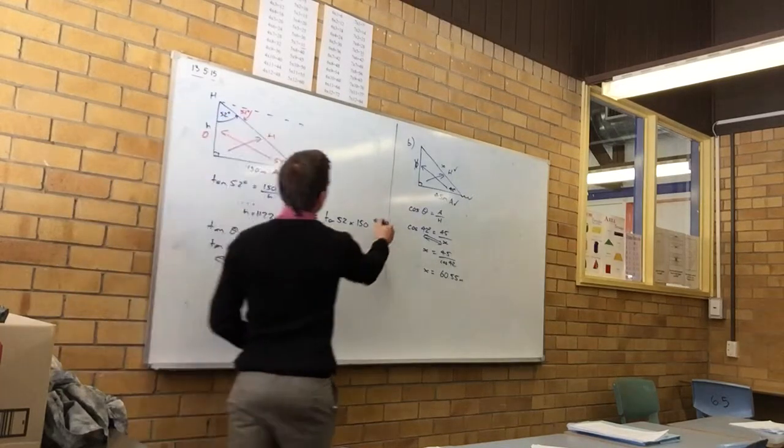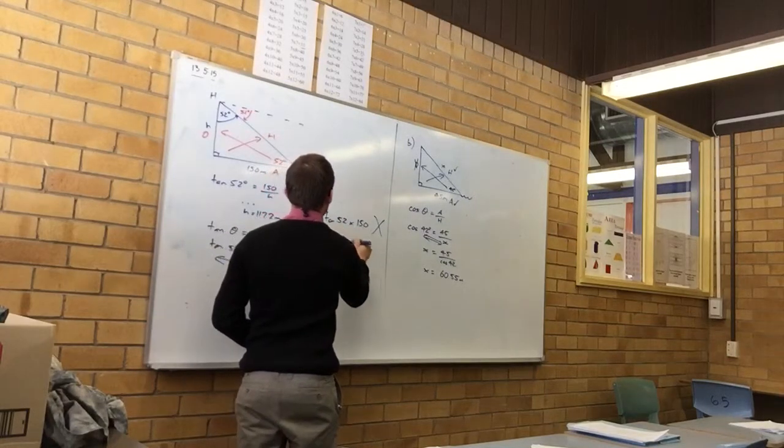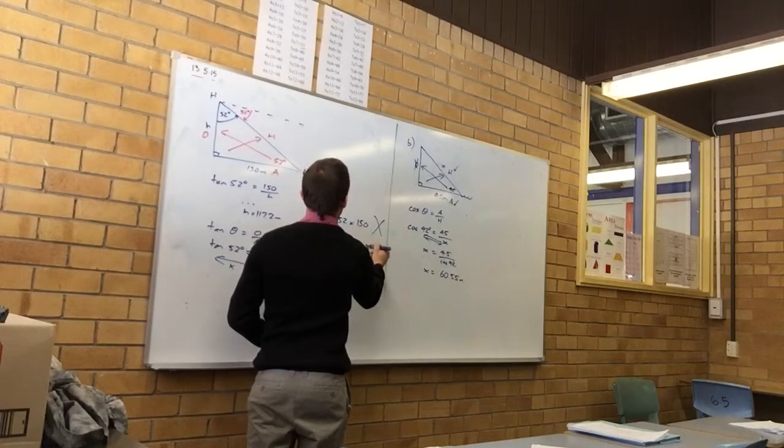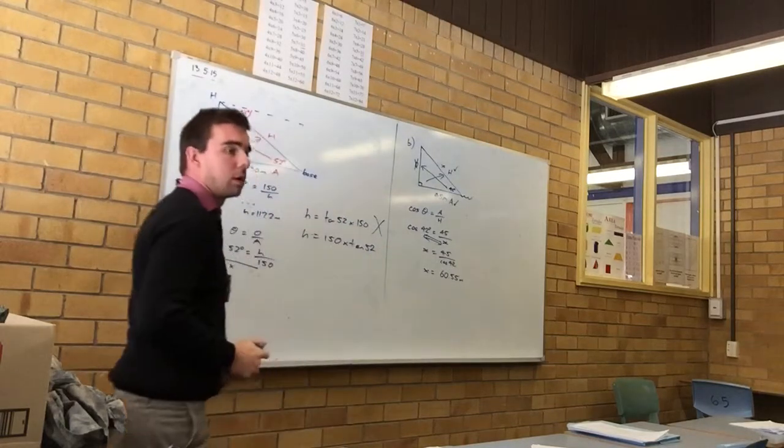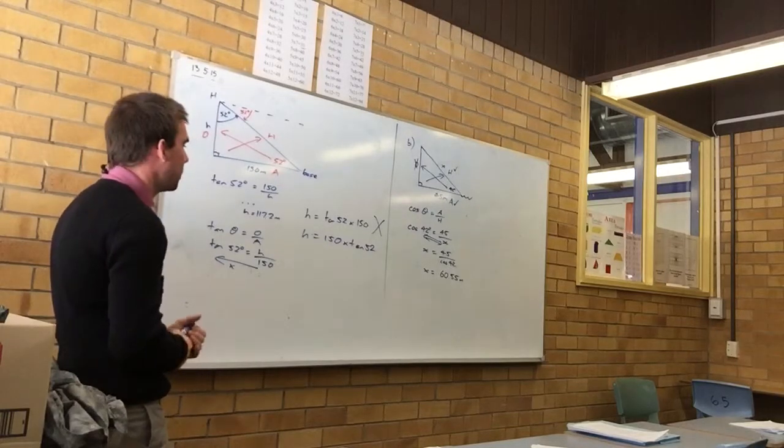Alright, so do not do this, please. Do this. H is 150 times tan of 52. Alright, number out the front, then multiply by tan 52.